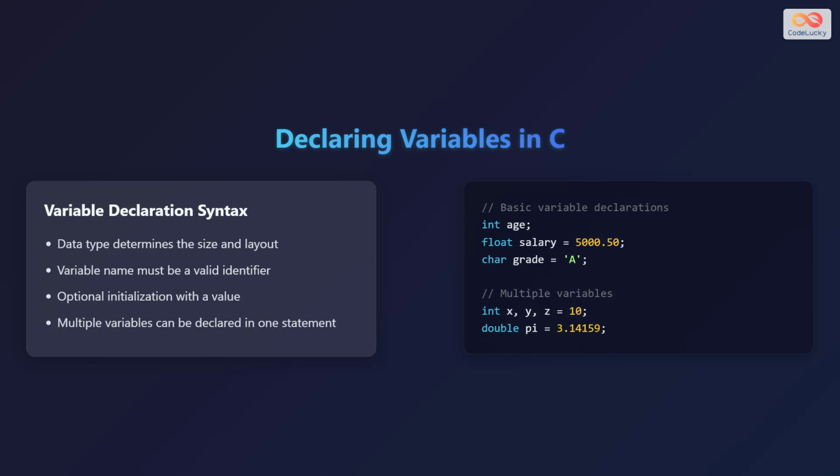Here are a few examples. The code shows basic variable declarations with integer age, float salary assigned a value of 5000.50, and character grade assigned a value of 'A'. The code also shows declaration of multiple variables, where integers x, y, and z are declared and z is initialized to 10, and double pi is initialized to 3.14159.